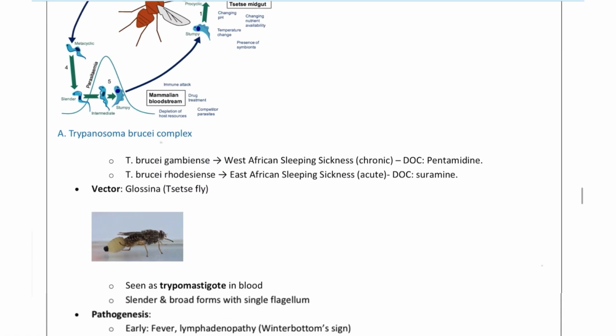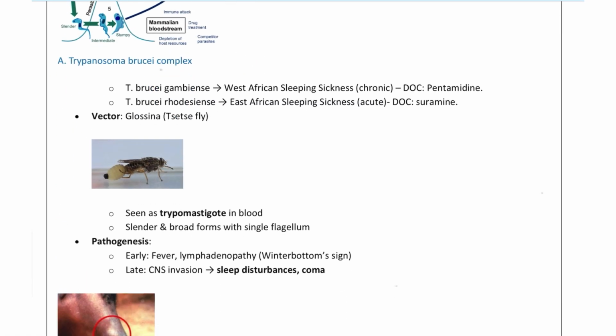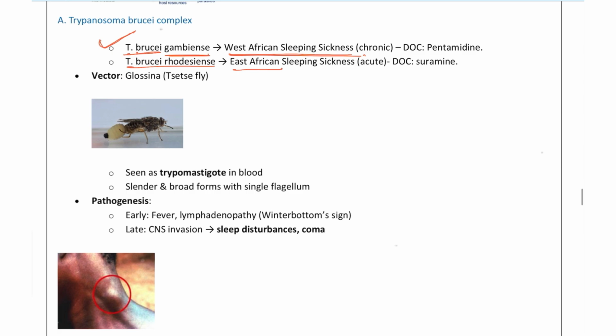So the important points of the trypanosoma is the trypanosoma brucei. It is going to cause the West African sleeping sickness, and the trypanosoma brucei rhodesiense is going to cause the East African sleeping sickness. The most important is the trypanosoma brucei gambiense, which will cause the West African sleeping sickness. All right. What is the vector? The vector is the Glossina or the Tsetse fly. This is the Tsetse fly.